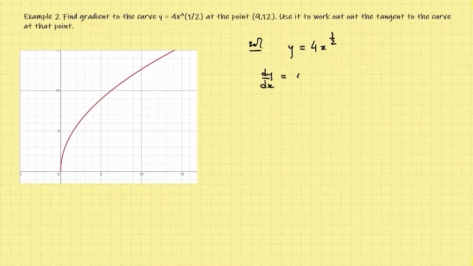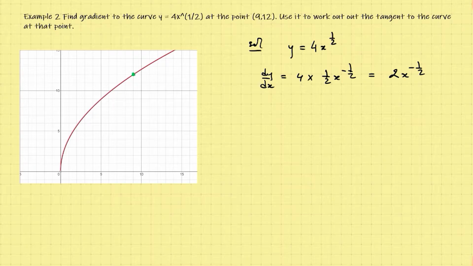So we just differentiate that directly, and we've already seen how to differentiate these things, so I'm just going to write the derivative down, which gives me 2x to the minus a half as the derivative. Now I want the gradient at the point (9, 12), which on the curve, if my eyesight is okay, is going to be about there.